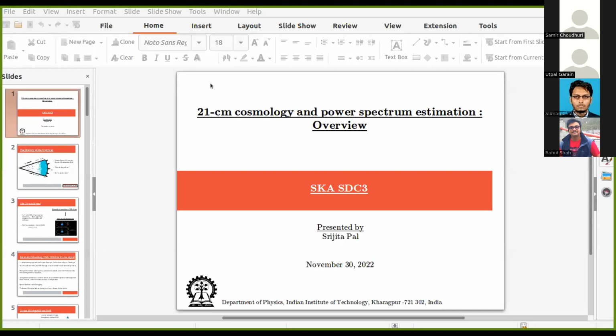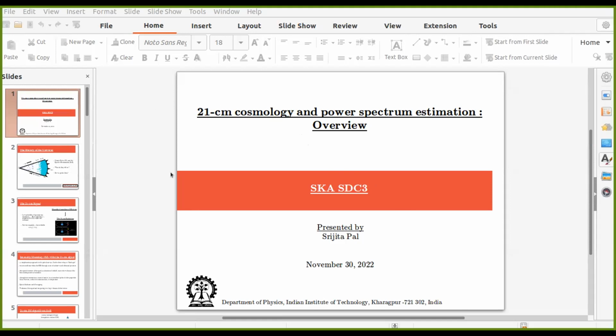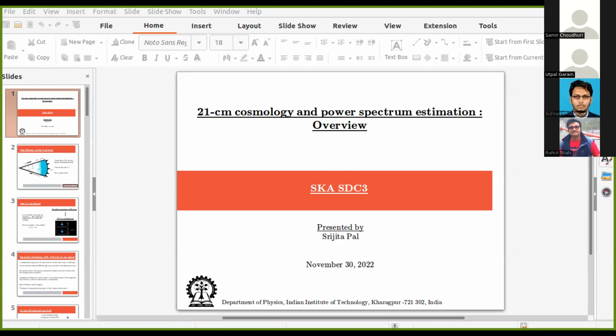The 21 centimeter power spectrum from the cosmic dawn and epoch of reionization. So let me start by first going through what these epochs are in the timeline of the universe, what they tell us, and how we can probe these eras in the universe's history.